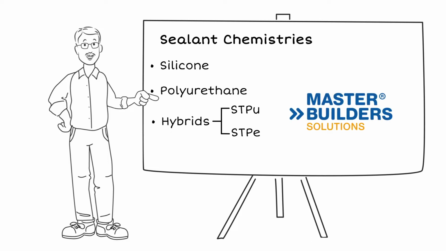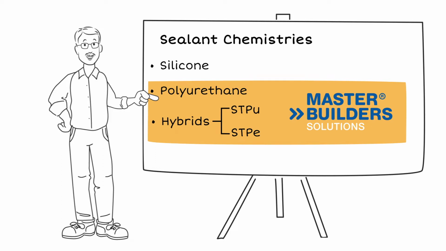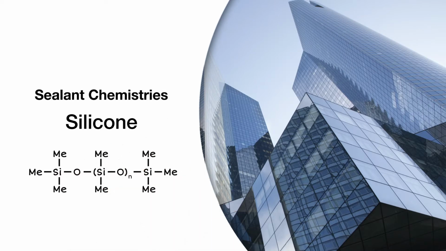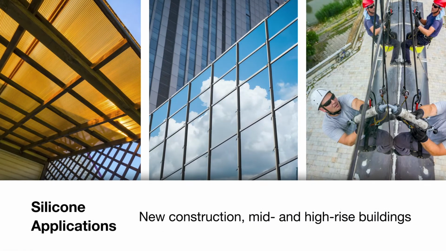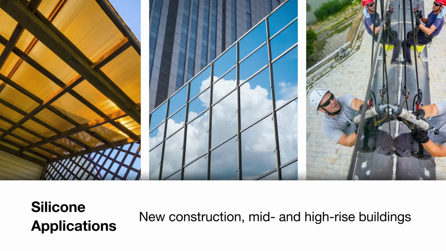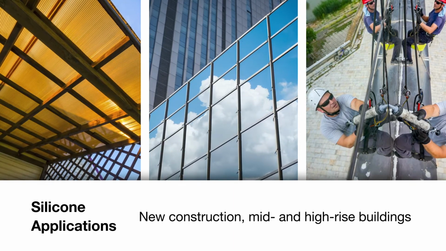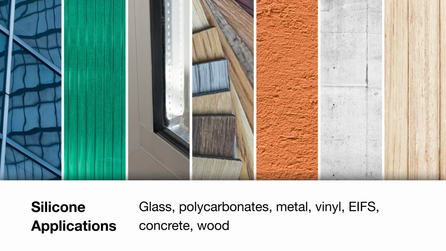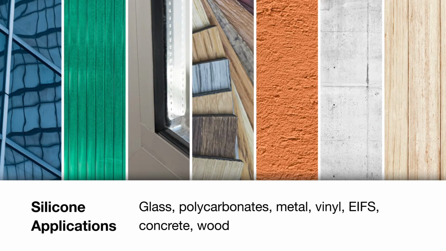The Master Builders Solutions portfolio includes polyurethane and hybrids. The portfolio does not contain a silicone, but this module will cover silicone properties for the sake of comparison. Earlier, we addressed common uses of silicone caulks, which include interior sink, bath, window, and other applications. As a sealant, silicones are used most commonly in new construction, mid- and high-rise buildings, for a variety of applications. Typical substrates are glass, polycarbonates, metal, vinyl, EIFS, concrete, and wood.